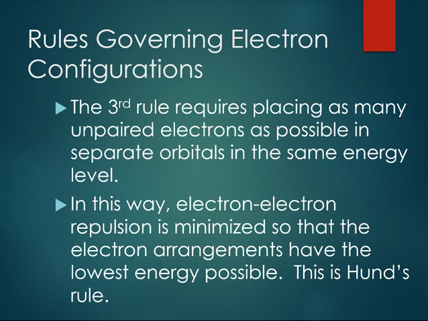The third rule requires placing as many unpaired electrons as possible in separate orbitals in the same energy level. It sounds like a lot, but once you see it in a diagram, it won't be that bad. In this way, electron-to-electron repulsion is minimized so that the electron arrangements have the lowest energy possible. This is called Hund's rule.